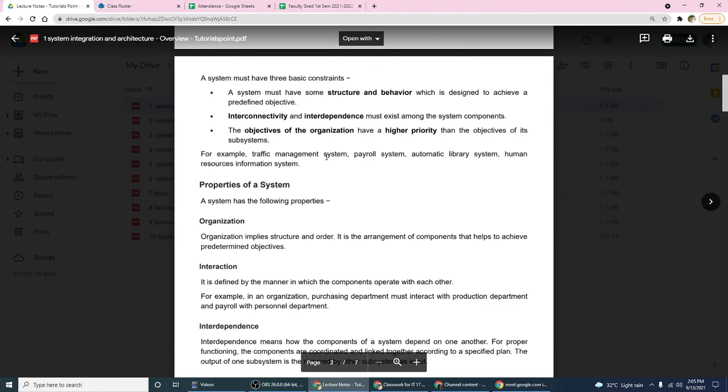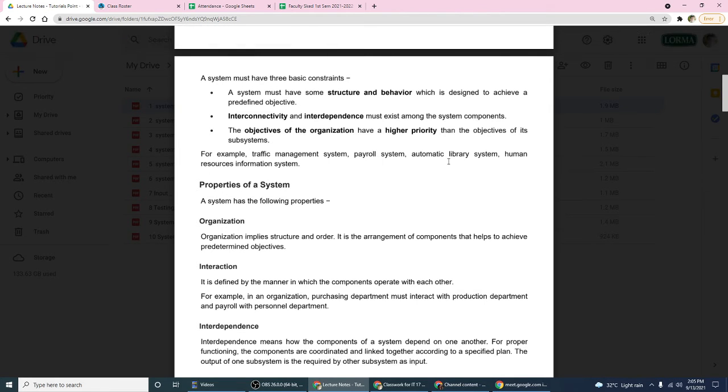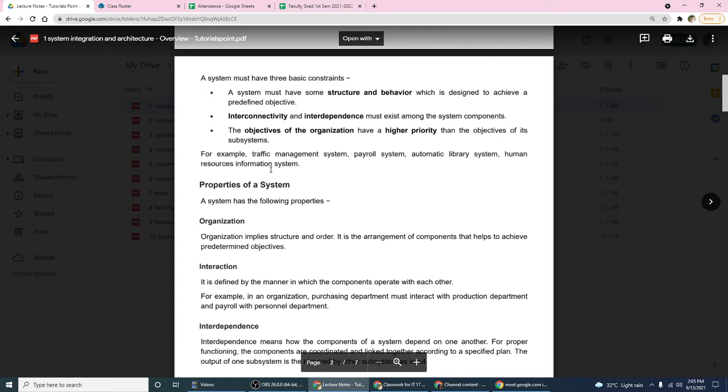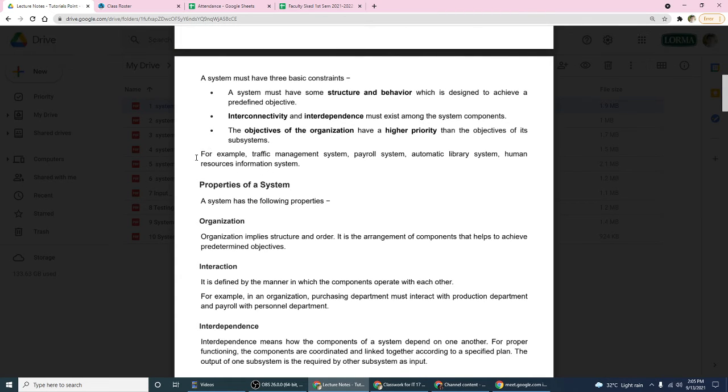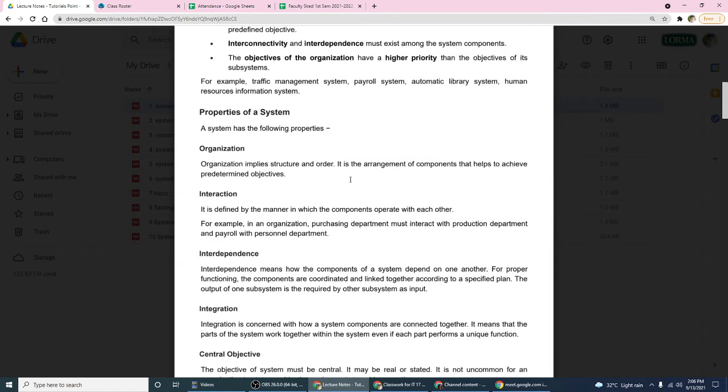For example, traffic management system, payroll system, automatic library system, human resource information system. These are examples of an information management system or information system.